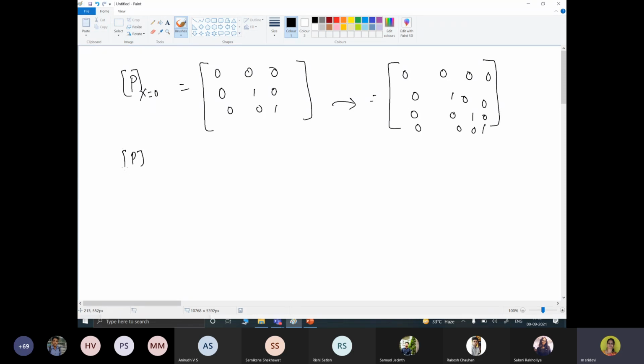When y equal to 0, you can again write the matrix, where the x value will be there, the y value is 0 and the z value is 1. When it comes to the projection on z equal to 0, the z axis value is 0.